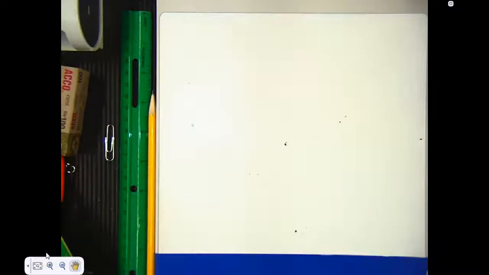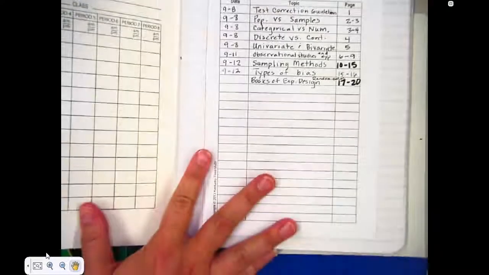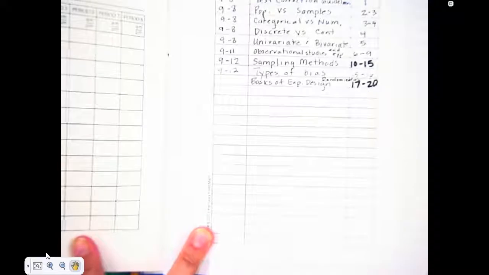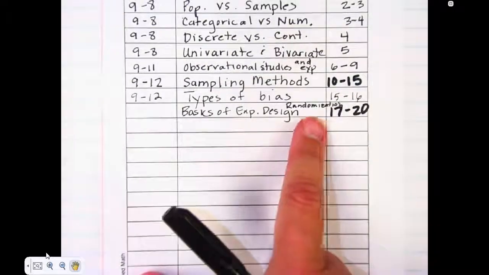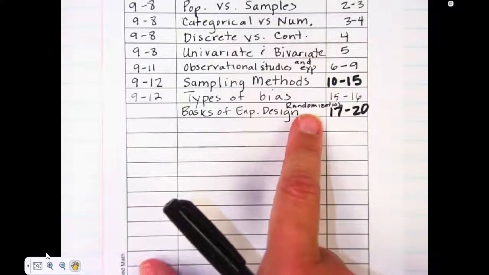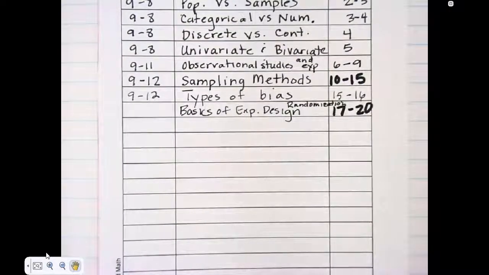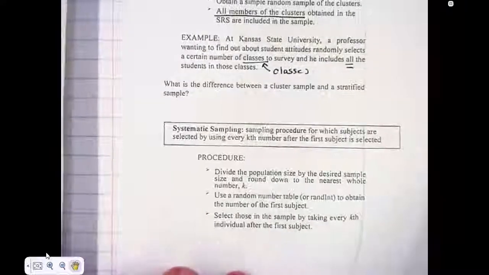Okay, we are getting ready to start our next section, which starts with the basics of experimental design. So I'm going to go ahead and zoom in on this. Now we have the basics of experimental design, and you can see I kind of ran out of space here in the line. We're also going to talk about randomization. So that word right there is randomization. Okay. So you'll notice this is page 17 through 20 in your notebook. So let's go ahead and turn there.